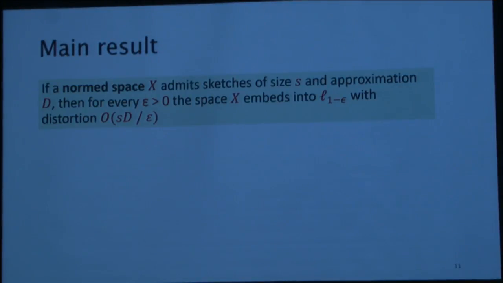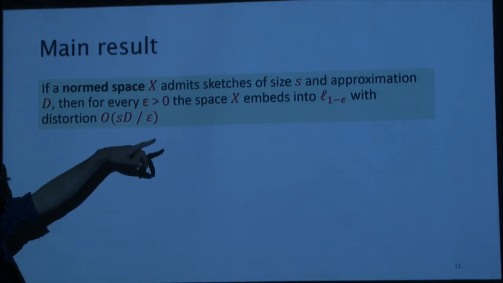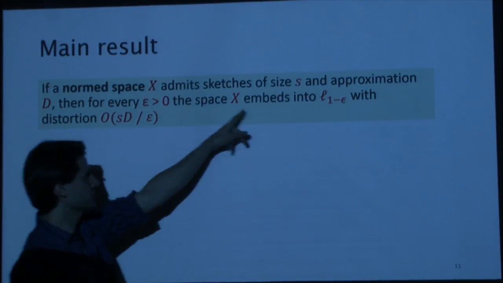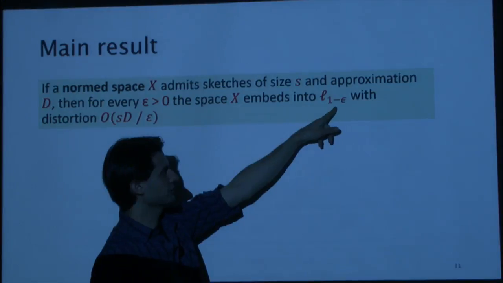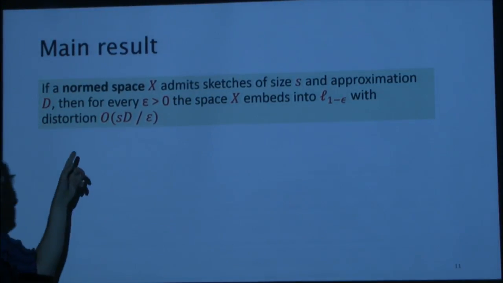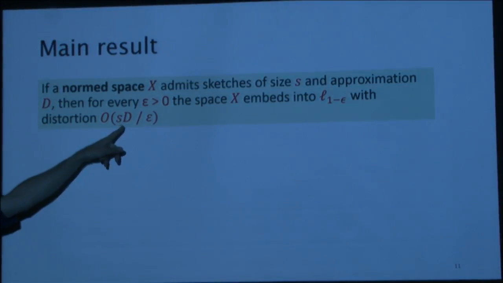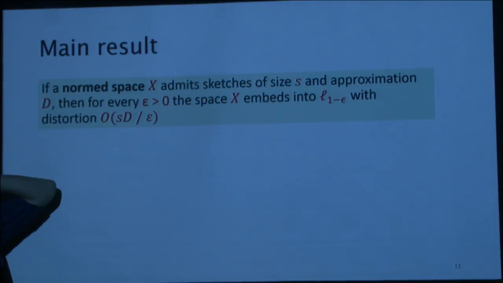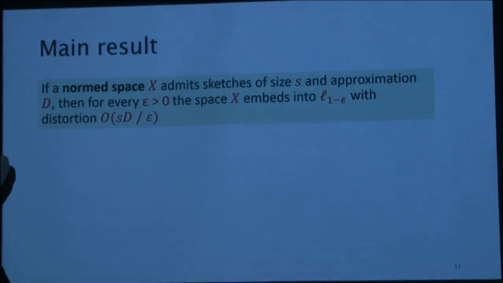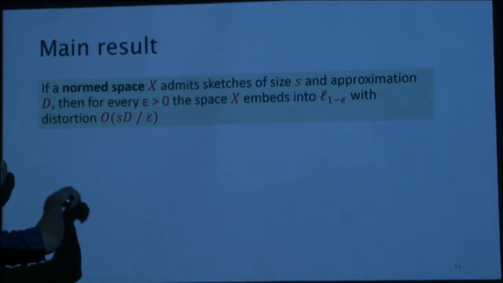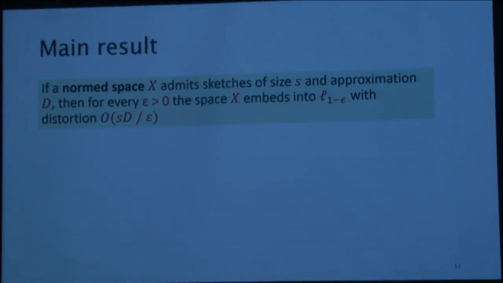So let me just state the main result. Consider X, a normed space that admits sketches of size S and approximation D. Then for any epsilon bigger than zero, X can be embedded into L_p for p equals 1 minus epsilon with distortion that depends on the sketch size, the approximation, and epsilon. In particular, for constant epsilon, constant sketch size S, and constant approximation, this distortion is also constant.